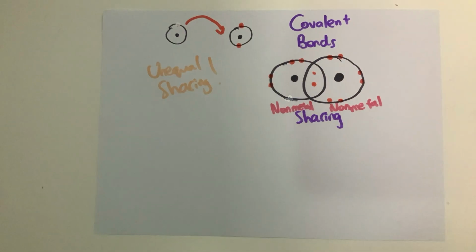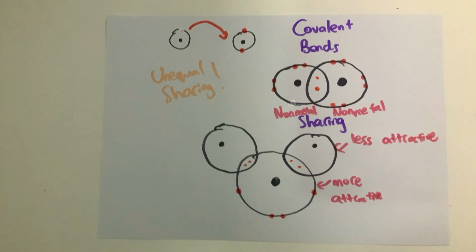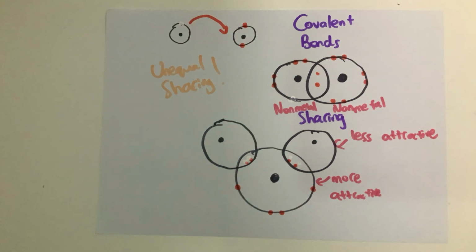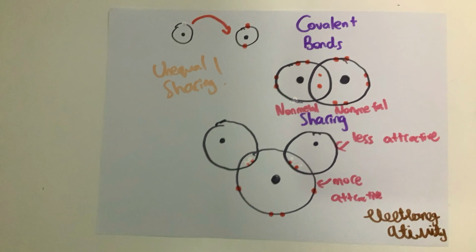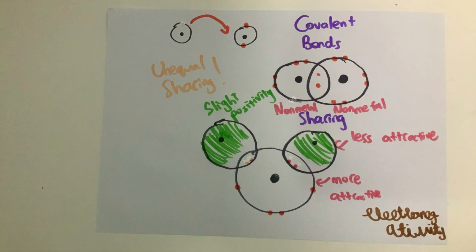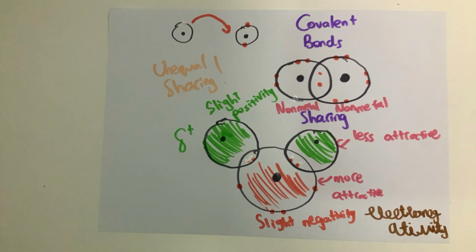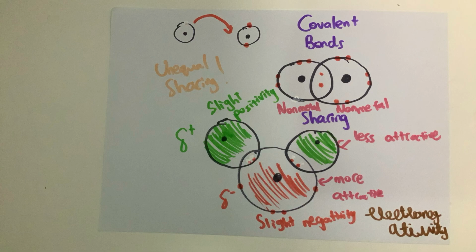However, this sharing is not equal. Some atoms are more attractive than other atoms, and as a result, the electrons tend to orbit around the stronger atom. The attractivity of this atom is called its electronegativity and forms the basis for intermolecular forces. The slight attraction and slight repulsion of the electrons cause a positive or negative charge in a part of the molecule, written as delta plus and delta minus respectively.